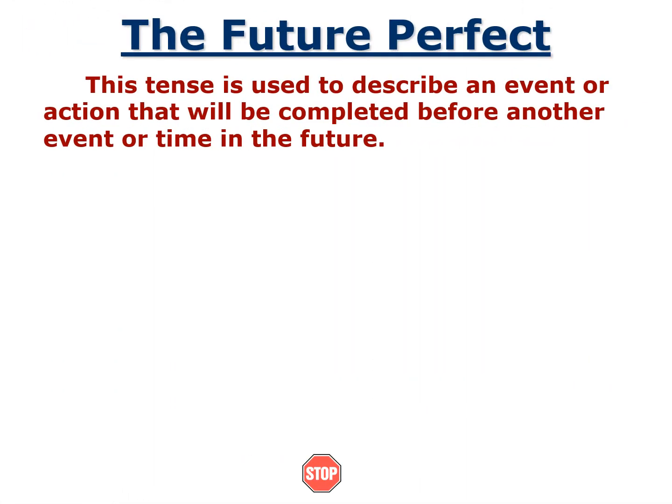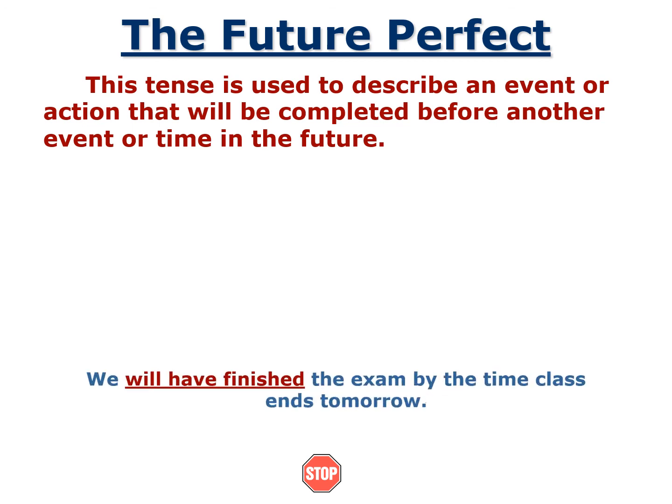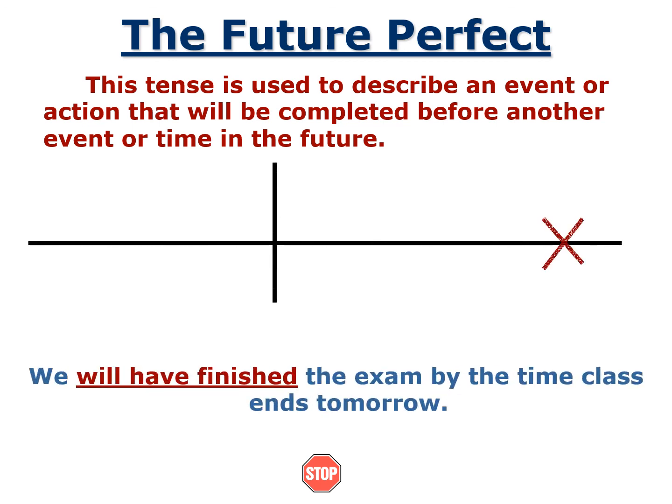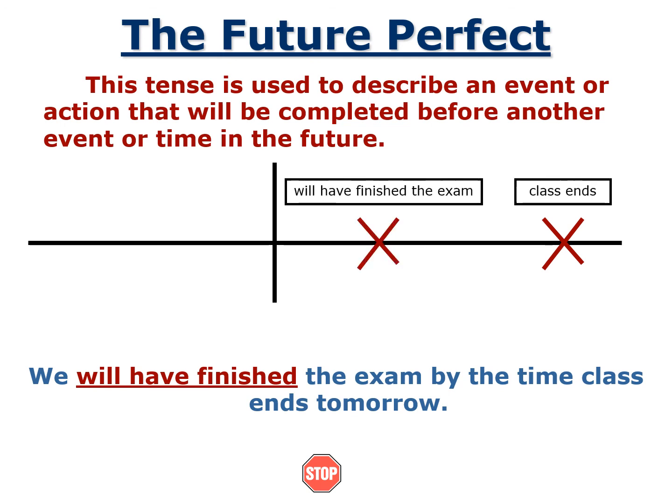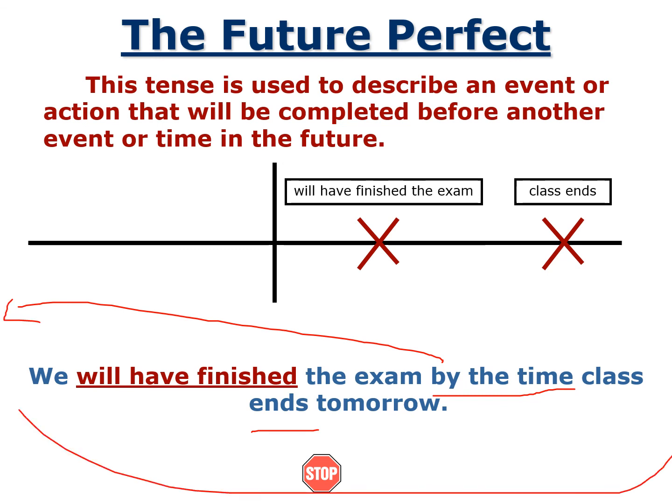The future perfect tense is used to describe an event or an action that will be completed before another event or time in the future. So here, it's like the past in the future. So we will have finished the exam by the time, remember this, by the time class ends tomorrow. So by the time, you can invert this, you can put this here and bring this one here. So by the time the class ends tomorrow, we will have finished the exam. Remember that we use will have plus past participle to form the future perfect.